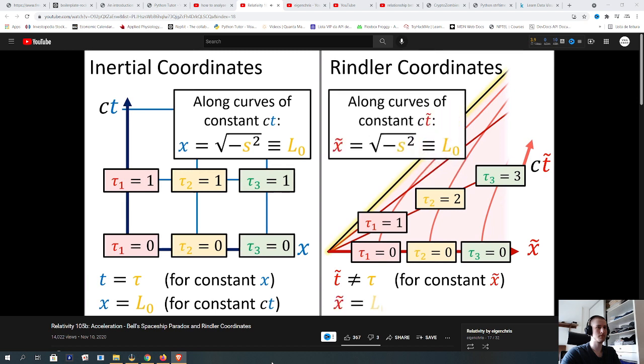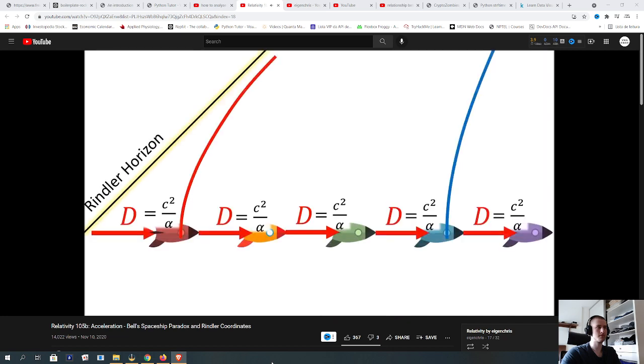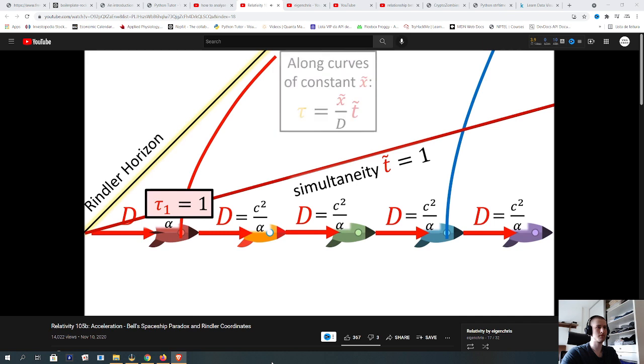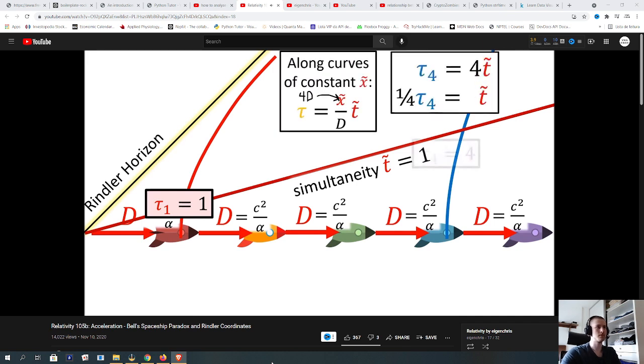And this is also true in the Rindler coordinates as well. The important thing to note is that the coordinate time t tilde is not equal to the proper time in Rindler coordinates. If we return to our 5 spaceships, along the line of simultaneity at t tilde equals 1, the first spaceship at position d counts a proper time of 1 on their clock. But according to our formula, the fourth spaceship at position 4d counts 4 units of proper time on their clock.